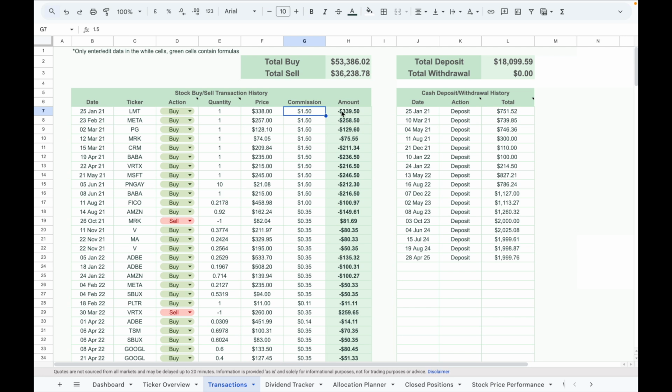The amount column will automatically calculate the total cost of purchasing the stock or the proceeds from selling it. A negative amount indicates a cash outflow when buying, while a positive amount indicates a cash inflow when selling.